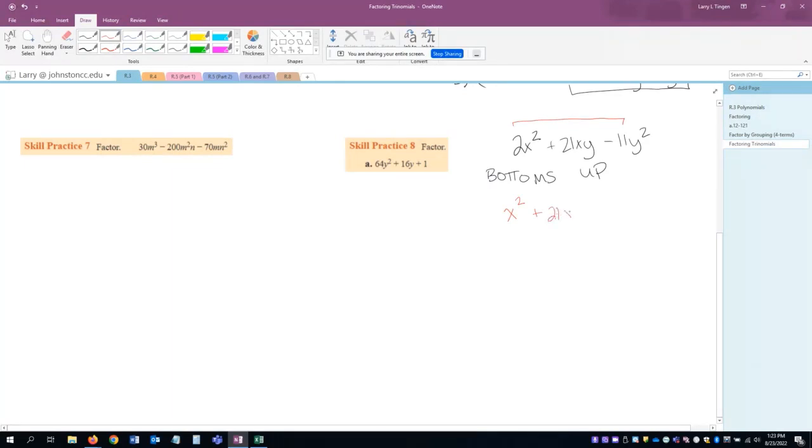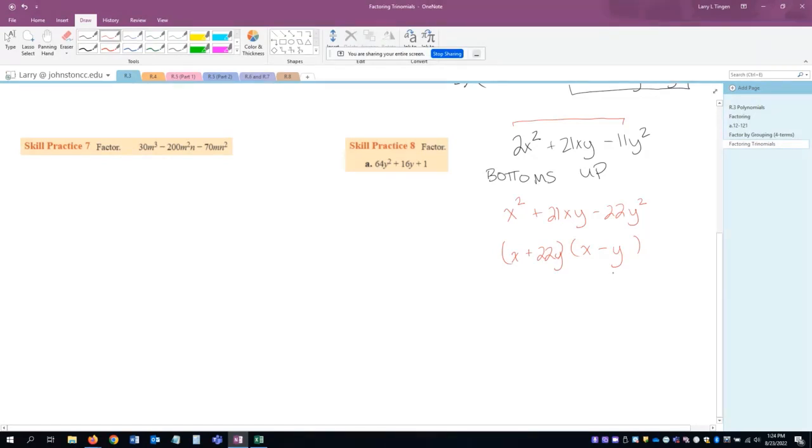The middle term is not affected. And 2 times negative 11 is negative 22y squared. Now, if this is factorable, if you can break this trinomial up, this resulting trinomial will factor. Does it? Yes, it does. Two numbers that multiply to negative 22 and add to positive 21, well, they are positive 22y and negative 1y.